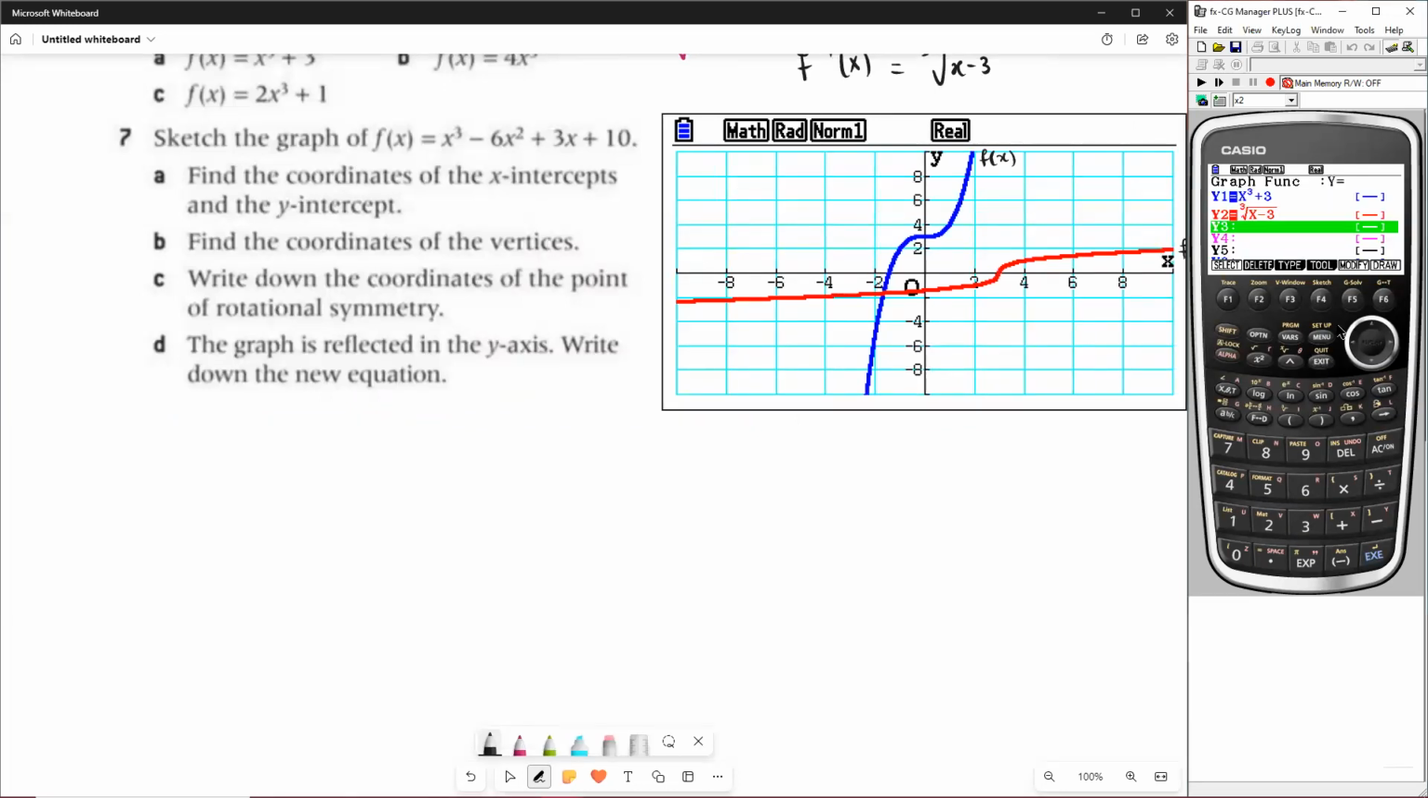Then question 7 says, sketch the graph of. So I'm going to go back here and just delete these other 2 graphs. Okay, we're going to sketch the graph of x cubed minus 6x squared plus 3x plus 10. Okay. And that's the graph that we have.